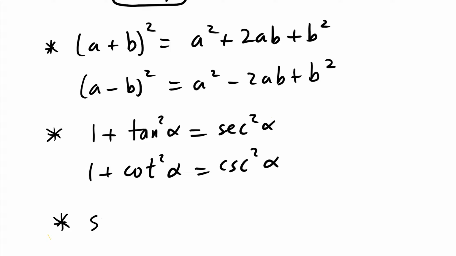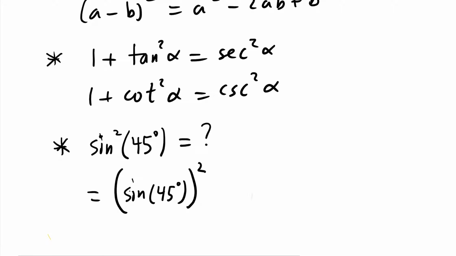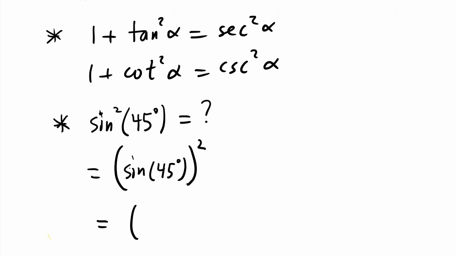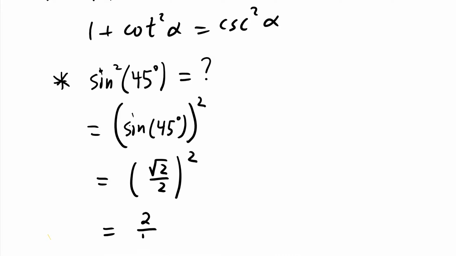Good to know that sine square, let's say I want to find it for 45 degrees. What would that be? This means you find sine 45 and then you square the answer. So that's square root of 2 over 2 from the unit circle, squared. So that would give us 2 over 4, which simplifies down to 1/2.